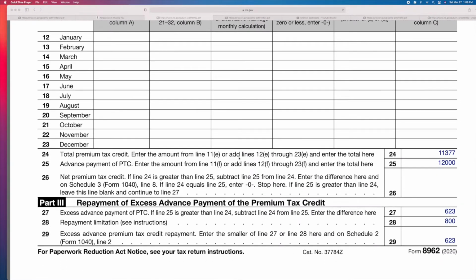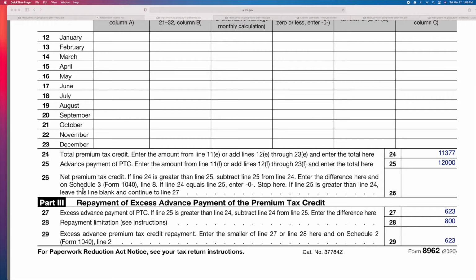All right, so when you get down here, first of all, you're going to put in your total premium tax credit on line 24. That's how much you deserved based on Obamacare rules and all the different hoops and things you have to jump through to get to that number. The advance payment, line 25, is what they actually paid the insurance company. So as you can see, they paid more than what you were entitled to.